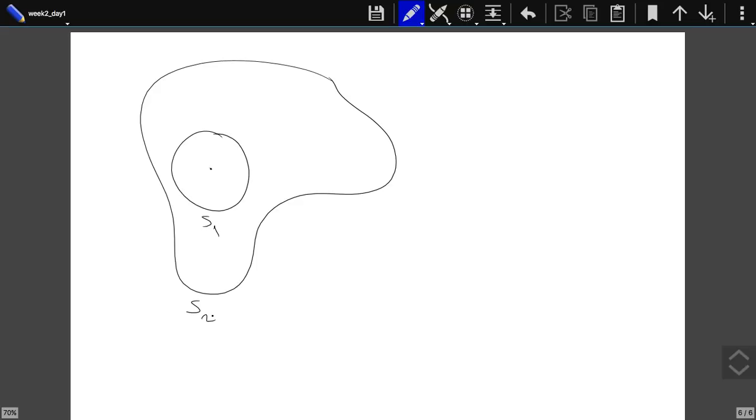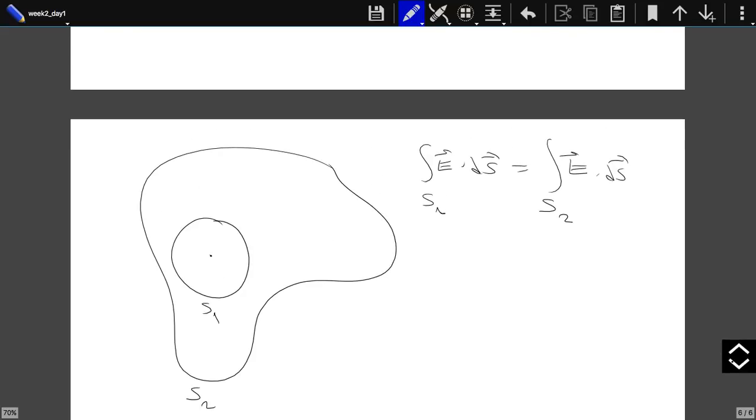Now, what I will try to prove is that the integral of E dot ds for this point charge over S1 is equal to the integral of E dot ds over S2. You see, the areas are completely different. This S2 is at every point at least almost twice or 3 times further away than S1. So the electric field on S2 is much smaller, but the area of S2 is much larger. So do they actually exactly compensate?